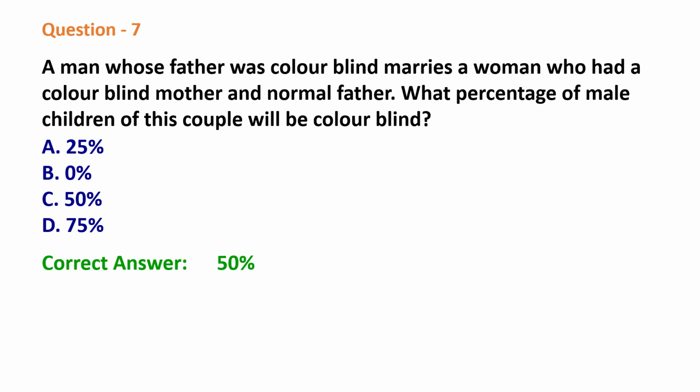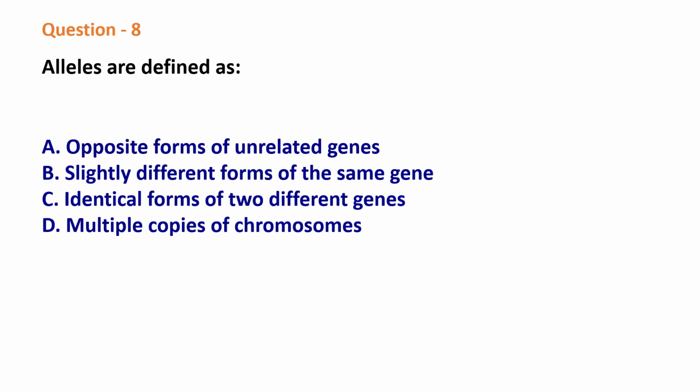So here a normal man is marrying a carrier woman. So naturally the chances of their male child being colorblind is only 50% because from the woman the male child is going to get the X chromosome. So from the woman the male child can get either the X which is affected or the X which is normal, that is 50%.